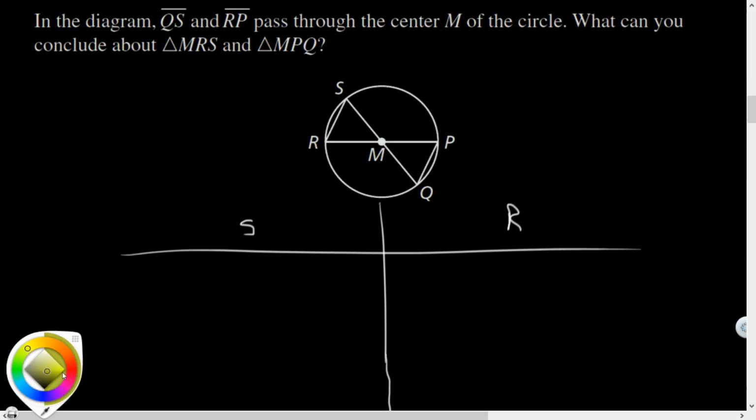Okay. So let's see. The only thing I know is that there's a center. I'm just going to say given. Right, they pass through the center. There's a circle. Yeah, we're good. What is a statement that I can make? SM is congruent to MQ.